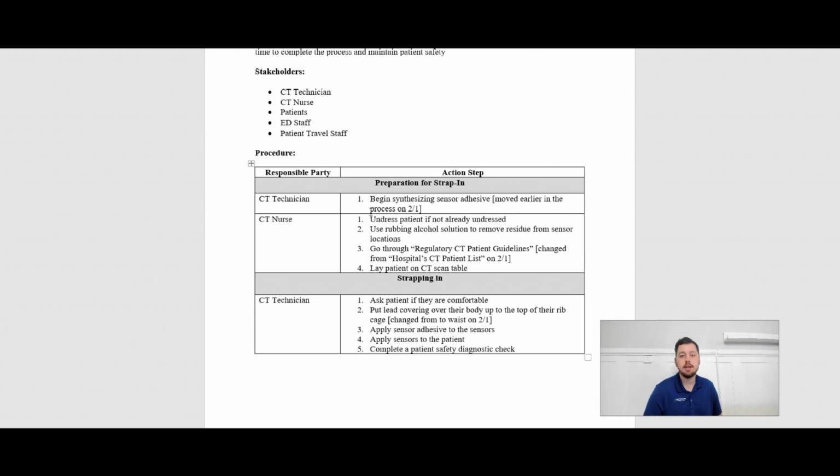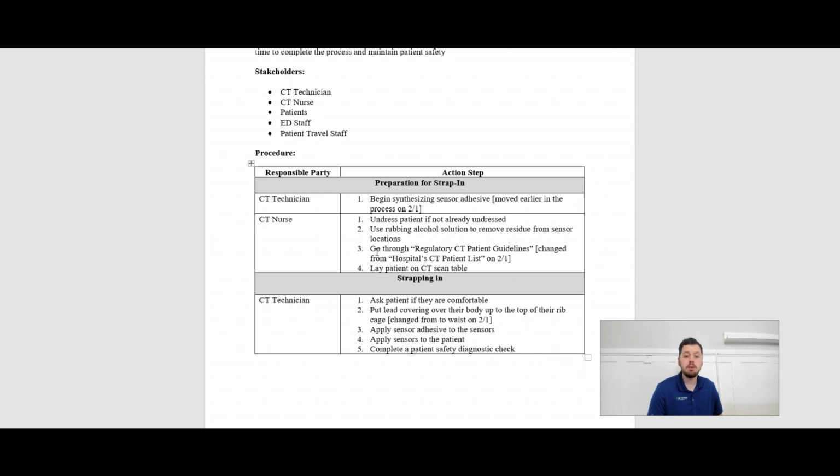And in this fictionalized environment, it takes a significant amount of time for that sensor adhesive to be ready to be applied to the patient and the sensors. So by starting that process earlier, you've now freed up time and reduced waste of just waiting around for that adhesive to be ready. So that's why we've documented that it's moved earlier in the process.